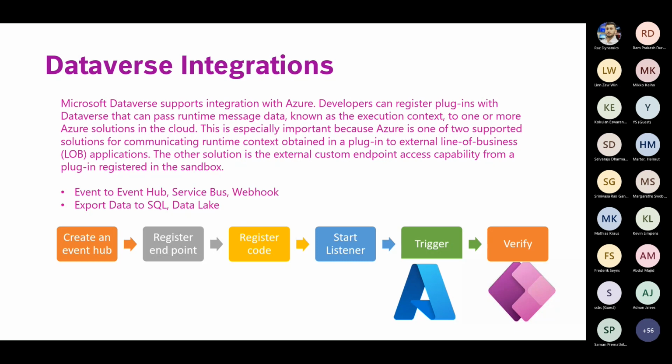We could write events to Event Hub, Service Bus, use webhooks, and we could also export the data to Azure SQL and Azure data lakes. It is all governed by a process. We create an Event Hub, register the endpoints, then we need code, and we register the code. We have to create a listener so that the listener is waiting for an action. So there is a trigger from the Dataverse side. Once there is a trigger, we verify it and log the events into the respective Event Hub.